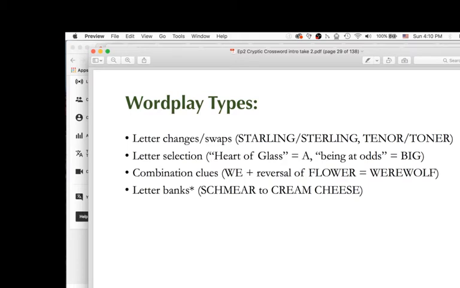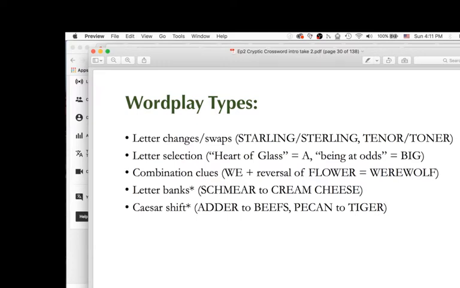Some advanced wordplay types. I say advanced in the sense that they're not frequently used in most cryptic crosswords, but they appear somewhere. Letter banks: Joshua Cosman and Henri Picciotto of The Nation are particularly fond of using these in some of their puzzles. An example of a letter bank would be Schmier, which contains seven letters, none of which are repeated. If you then use those seven letters one or more times each and rearrange them, you can get cream cheese.